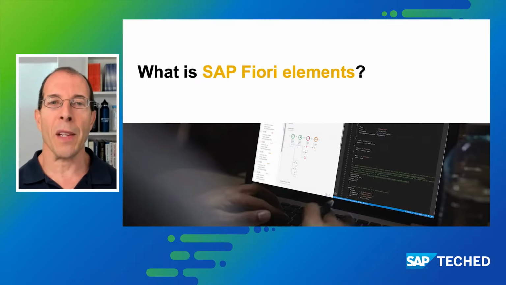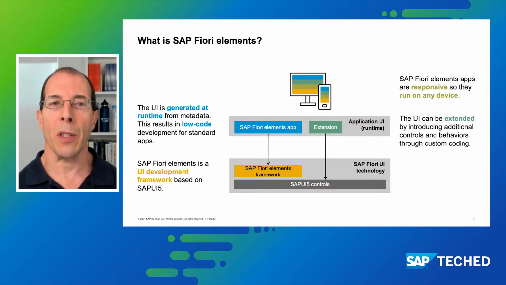Now that you've seen some SAP S/4HANA apps that use Fiori Elements, let's discuss what it is. In a nutshell, Fiori Elements is a UI development framework built on top of SAP UI5. The main idea behind SAP Fiori Elements is that the content of the screen is generated at runtime based on metadata coming from the back end. This means you need to write very little, if any, front-end code for standard apps.